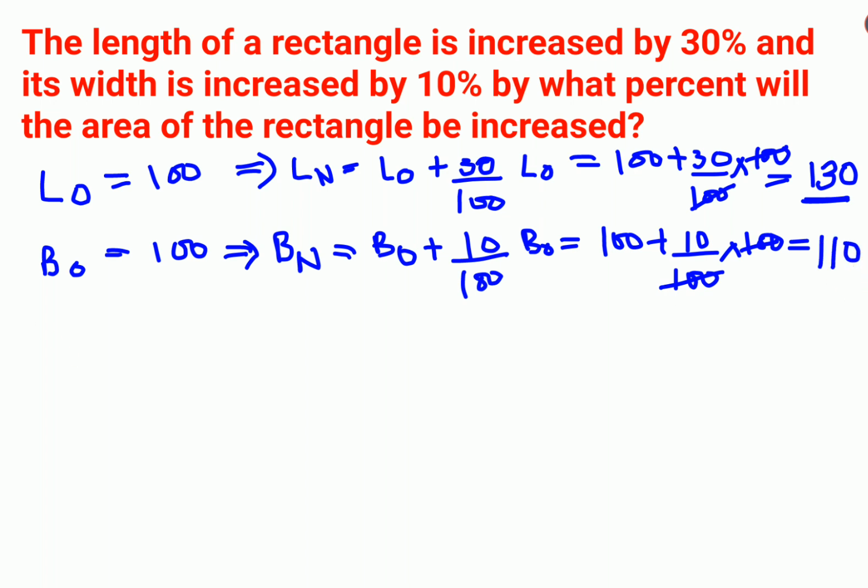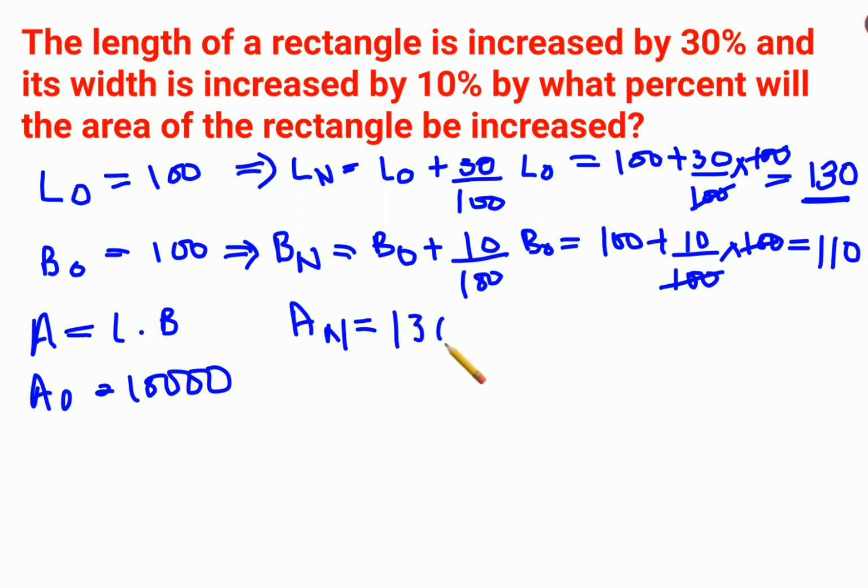So now please understand, area of a rectangle is nothing but length into breadth. So original area will be 100 into 100, that gets you 10,000. Right? And new area will be nothing but 130 into 110. That comes out to be 14,300.